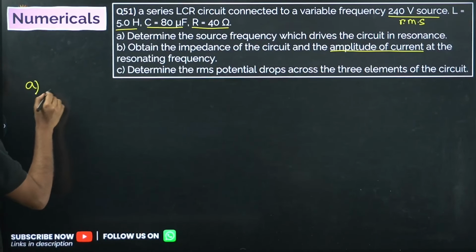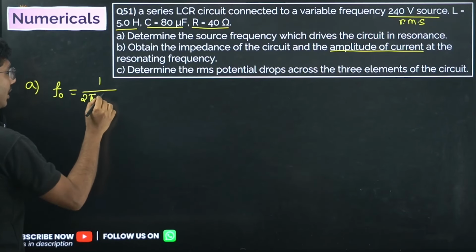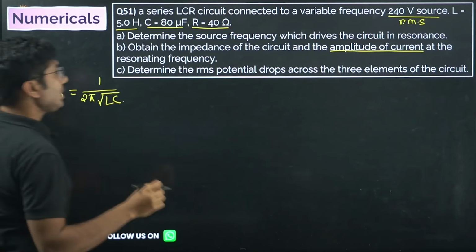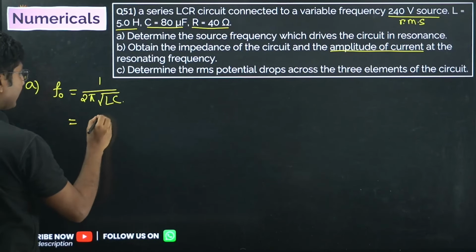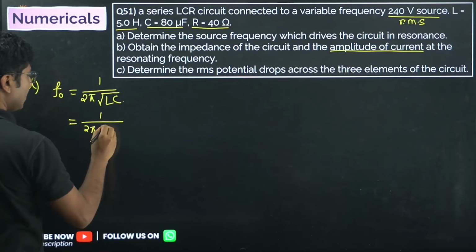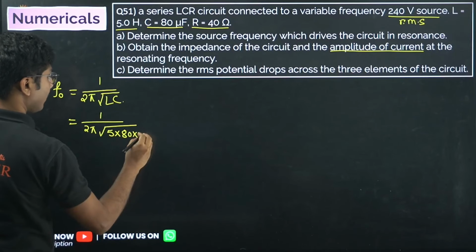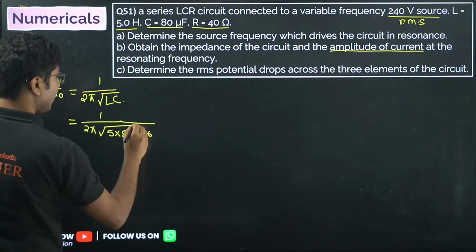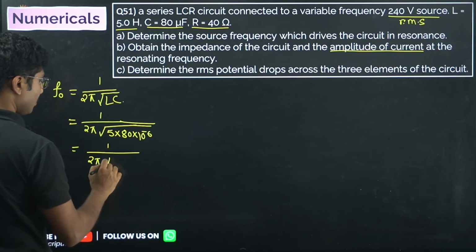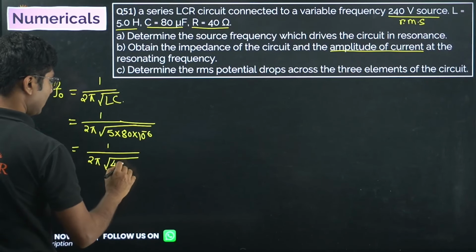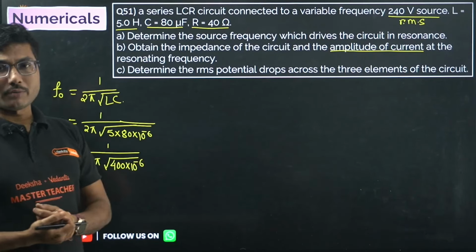So what is the formula for resonance frequency? We know that resonance frequency is given by 1 by 2 pi square root of L into C. Now L is 5 Henry, C is 80 microfarad. So we calculate 1 by 2 pi square root of 5 into 80 into 10 to the power of minus 6. Now simplify that, we get 1 by 2 pi square root of 400 into 10 to the power of minus 6.